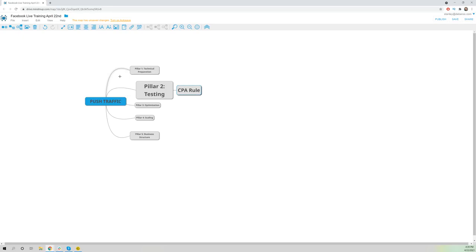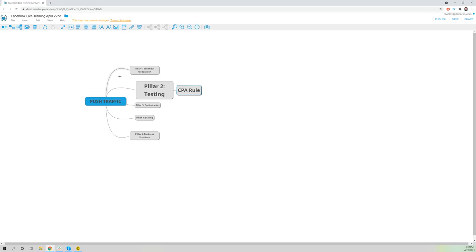Native has quite expensive traffic if you compare it to a source like push. And therefore, because the traffic is more expensive, you probably want to promote offers that have a bit higher offer payout, right? On push, the traffic is quite cheap if you compare it to native, so we are able to run offers with a lower payout as well.